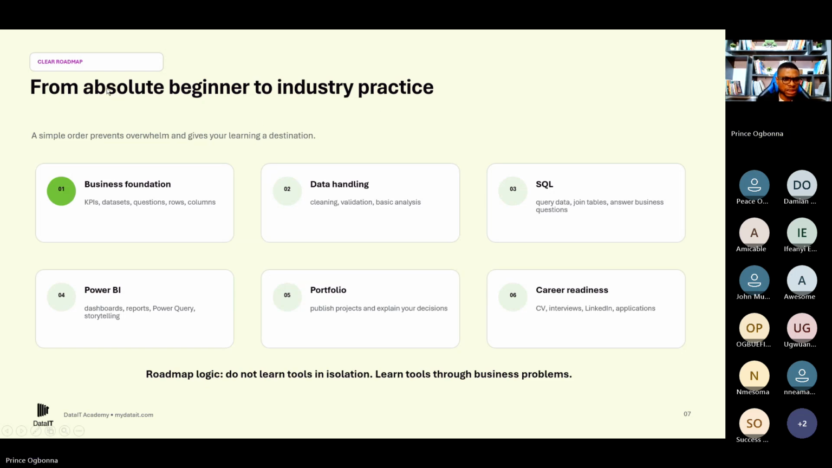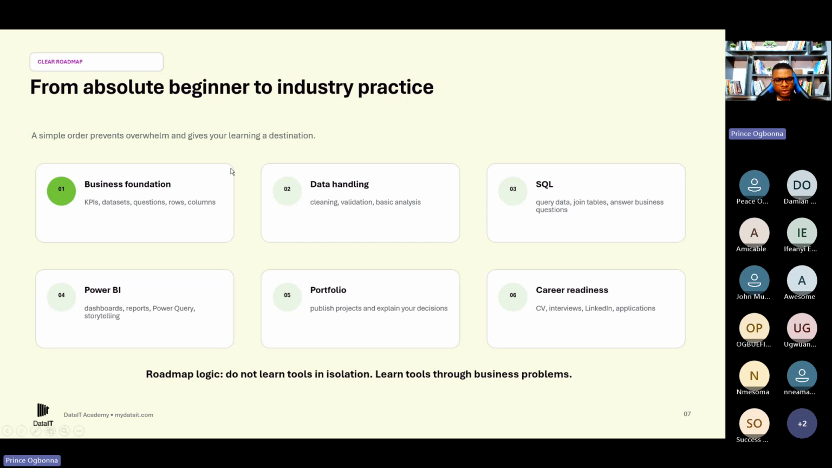All right, so let's talk about the roadmap. Business foundation. If you are coming from a non-tech background, like I mentioned earlier, and maybe you worked in a non-tech role, you will have a very strong business foundation, very strong one. Maybe you do sales, you sell things. Regardless of what you're selling, you understand how the business works: how much you're making, how much is going out, your profit, your loss. You understand all this.